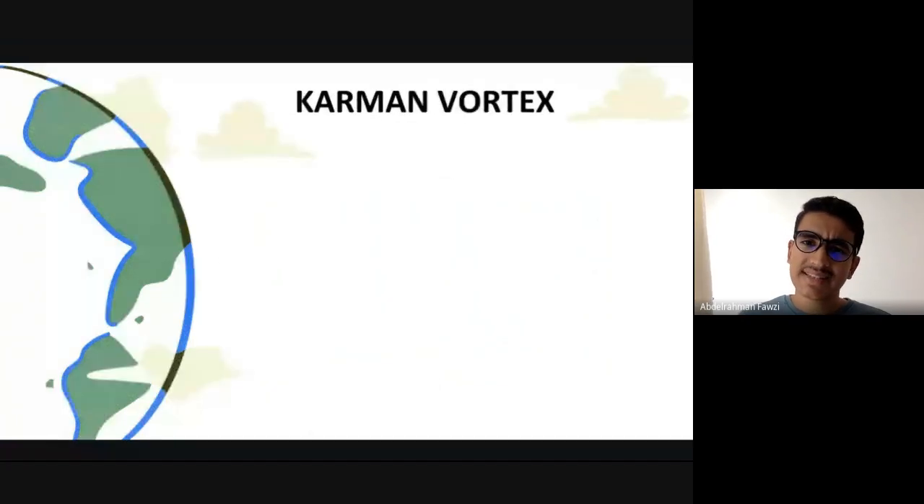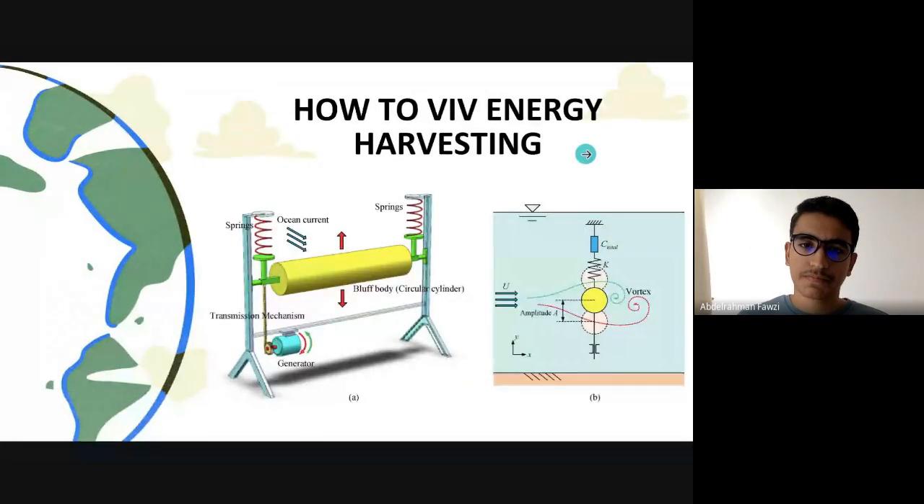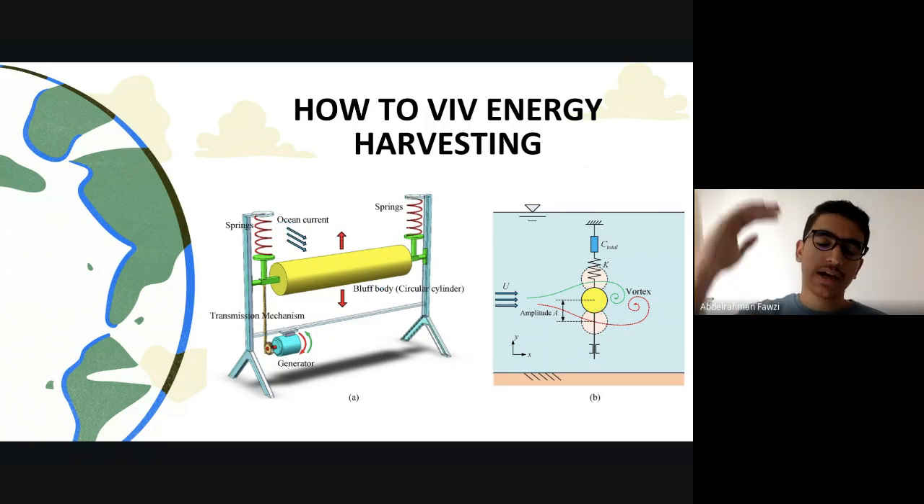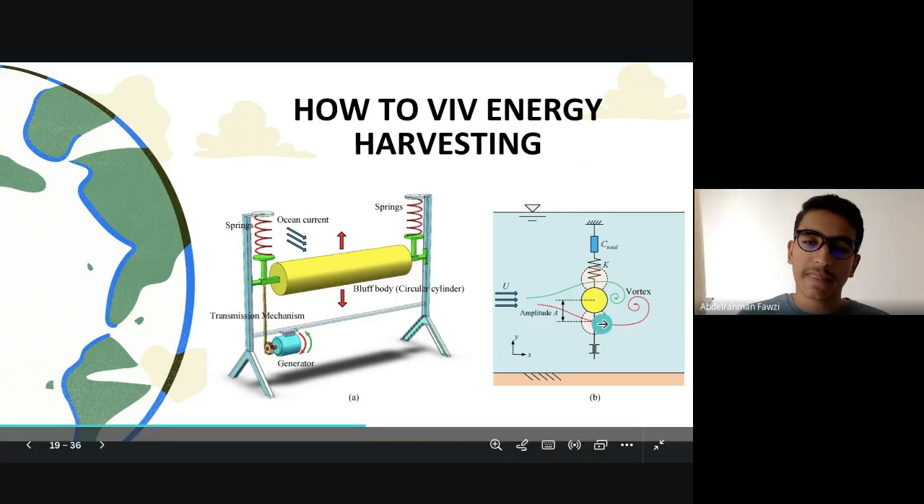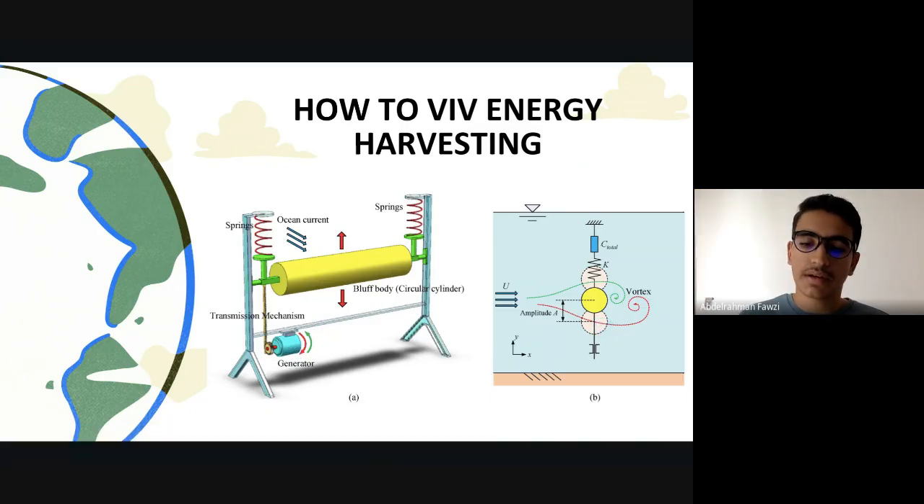All right. So how this system works, we're going to see. We have a cylinder here. The water moves, so this starts vibrating up and down. And here's a generator, and that's how we generate electricity. No turbines are needed, no blades are needed, and also no high velocity profile is needed.